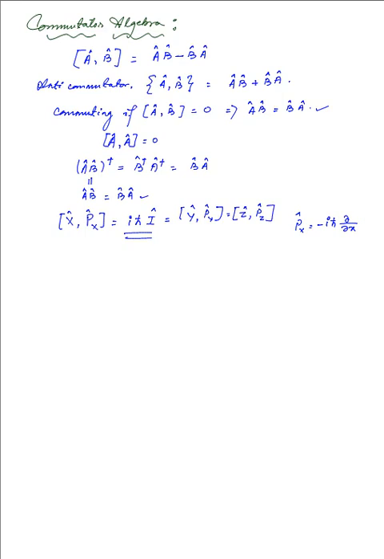The properties of commutators can be laid down as follows. The first one is the case of antisymmetry. They are antisymmetric because we have AB equal to minus BA. Then we have the case of linearity.